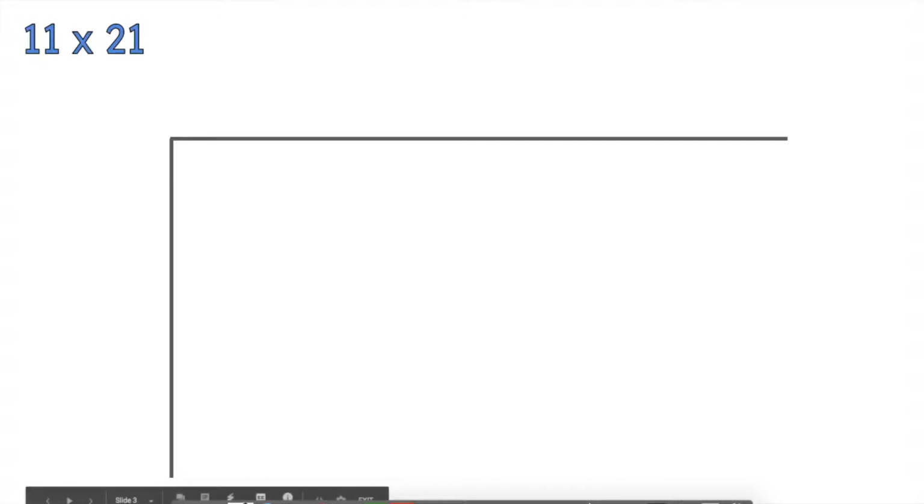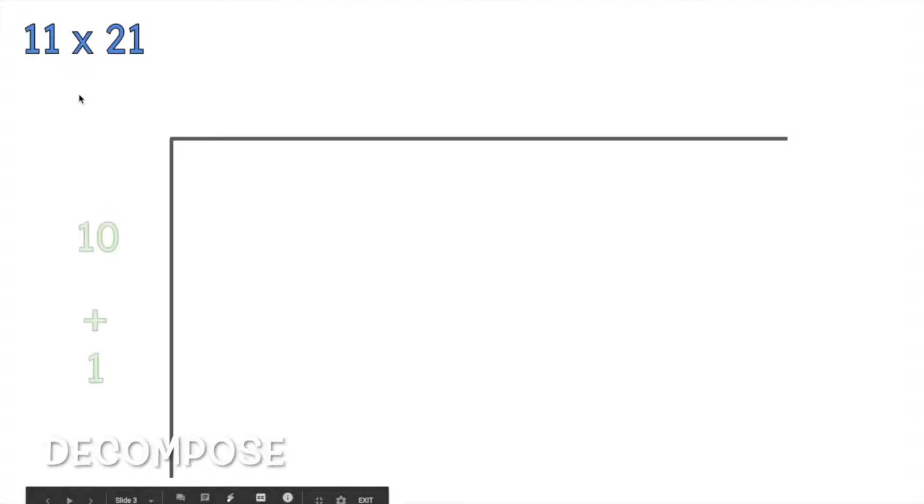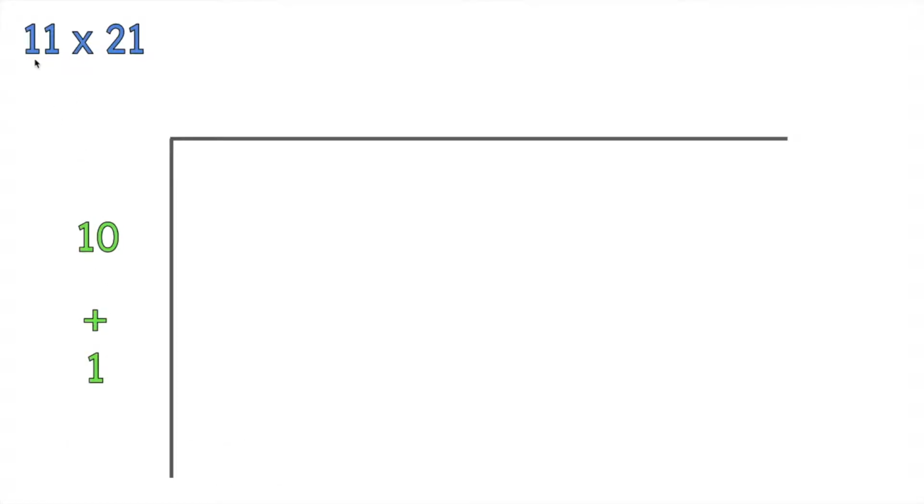11 times 21. Well, the first thing I'm going to do is decompose 11 into 10 and 1. 10 plus 1 is 11. I decompose it based on place value. 10 and 1. Same thing here, except this has two 10s and a 1.